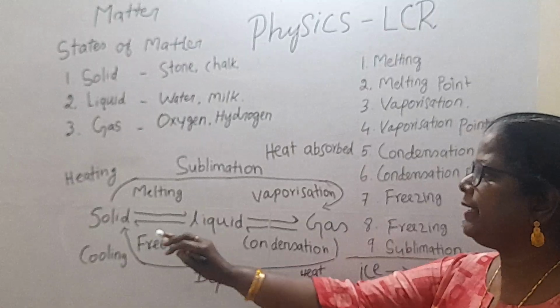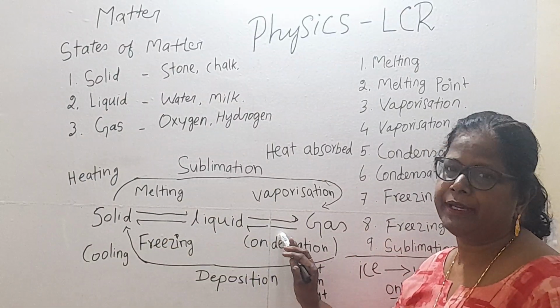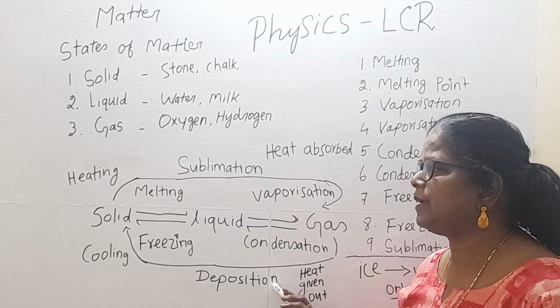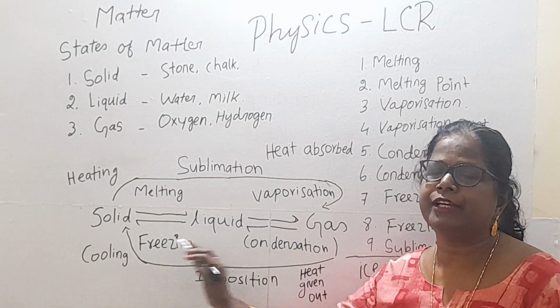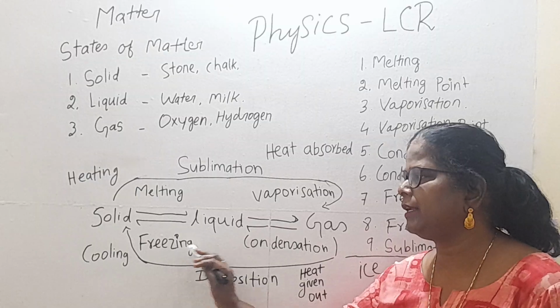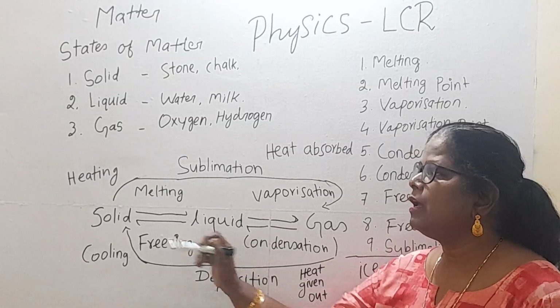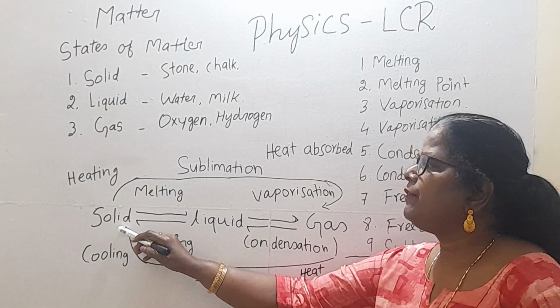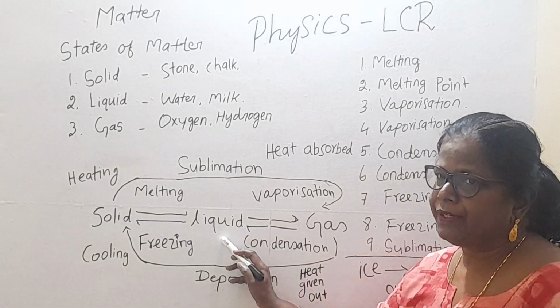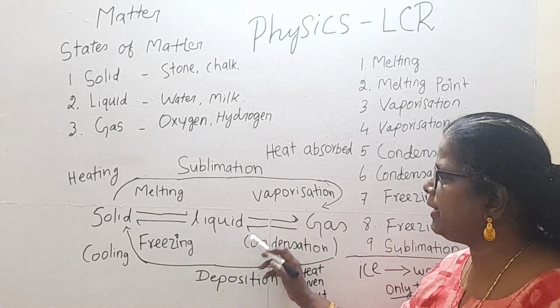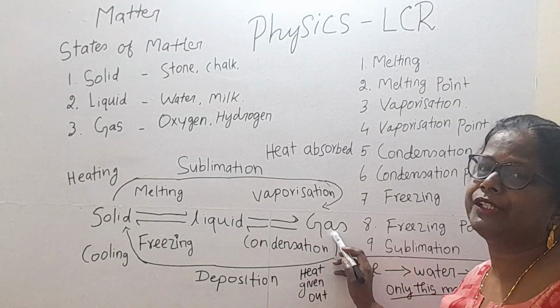So when we are heating a solid, what is happening? When you are going to cool, what is happening? This flow chart is known as change of state. Here the solid we are going to heat, it is going to change into liquid state. Again we apply heat, it is going to change into gaseous state.